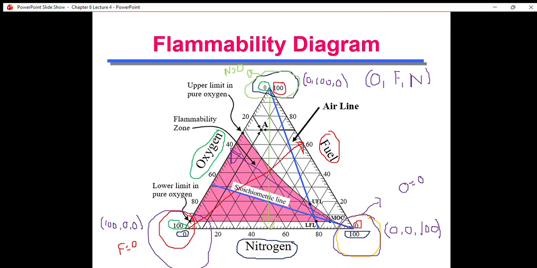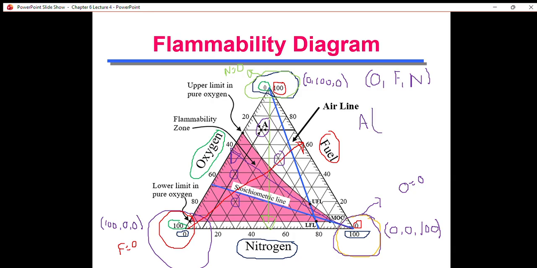You also have to keep in mind that any point inside the triangle, let's say here, as point A that I'm pointing to, every point inside the triangle has three readings: one reading for fuel, one reading for oxygen, and one reading for nitrogen. Now, why did we choose oxygen and nitrogen? Because this is the composition of air, and that's normally what starts the fire. That's why we choose air, which is oxygen and nitrogen, as a mixture with fuel. So now let's try to read the coordinates at point A.